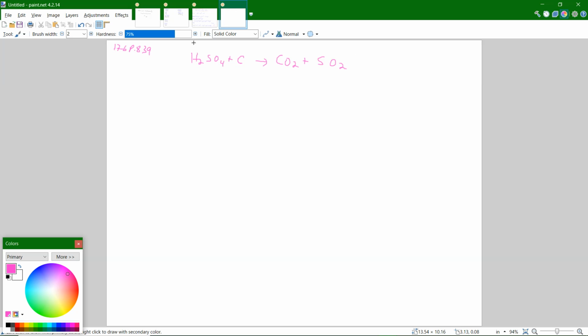So let's assign the oxidation numbers. Hydrogens plus 1, oxygens minus 2, sulfur then has to be plus 6. Carbon is 0, oxygens minus 2, carbon's plus 4, oxygens minus 2, sulfur's plus 4. So the sulfur goes from plus 6 to plus 4, so that's reduction. The carbon goes from 0 to plus 4, so that's oxidation. The hydrogens and oxygens, they'll take care of themselves as we go through.